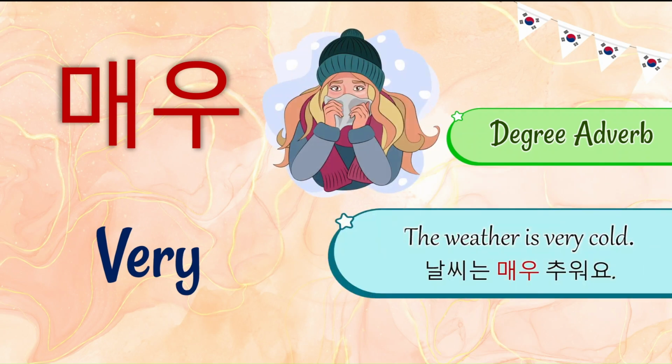Okay, let's look at this example. The weather is very cold. 날씨는 매우 추워요. Weather is 날씨. To be cold, 춥다. Present tense, 추워요. Very cold, 매우 추워요. Okay, so this is how to use this adverb in sentences to say very, the intensity of something. Okay, here we are indicating the intensity of the weather being cold. So the weather is very cold. For that, we have used the adverb 매우.